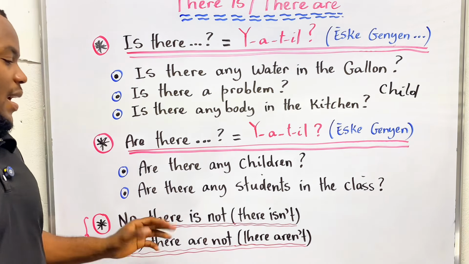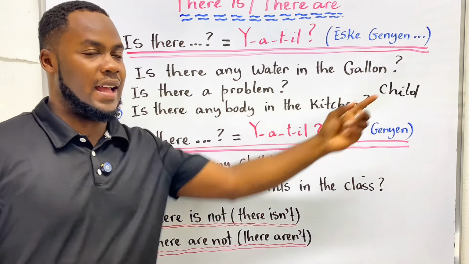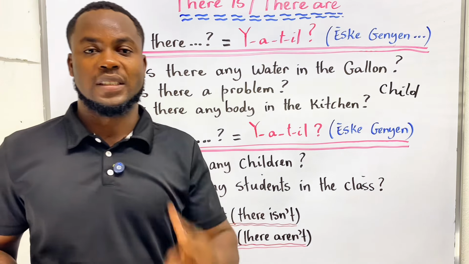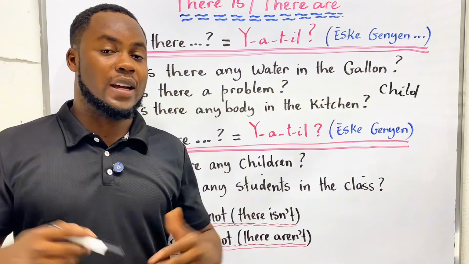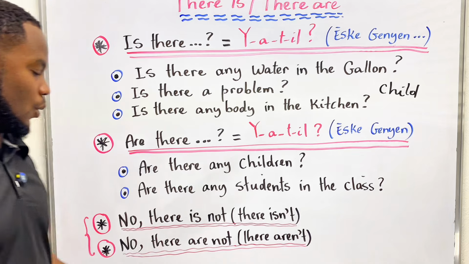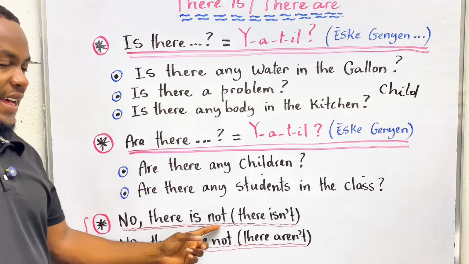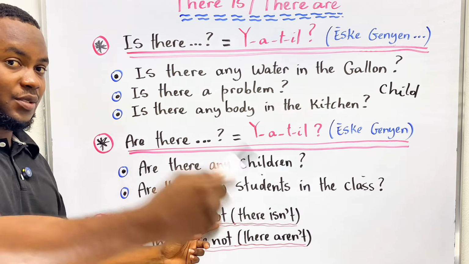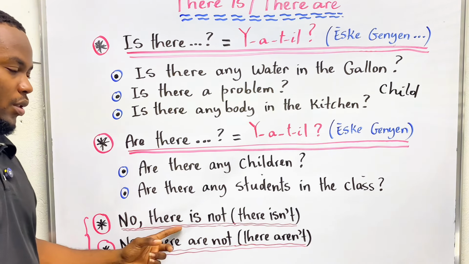Cool. So now, if they ask me this question, is there any water in the gallon? I could answer different ways. I could say yes. I could say no. So we're going to learn how you can say there isn't. If I say no, I say no, there is not. Repeat after me. No, there is not. They ask you the question and you want to answer negatively, you say no, there is not.